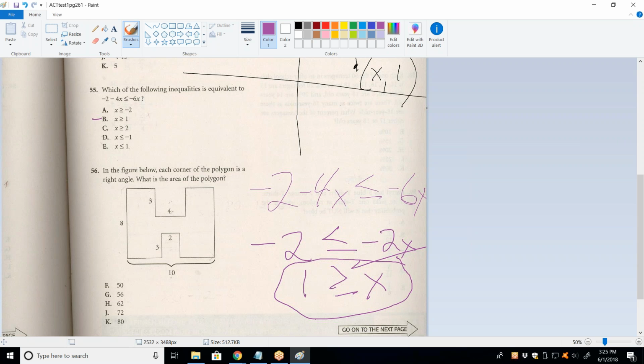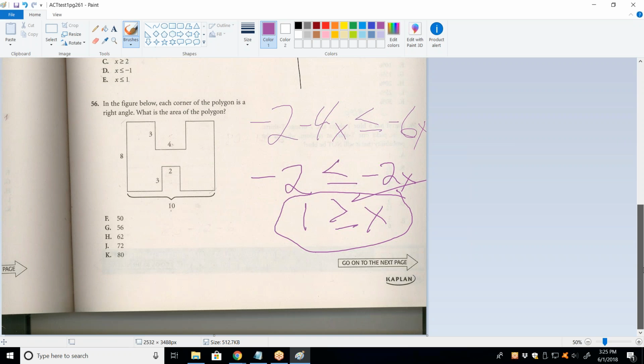In other words, if you want to switch sides, you just switch the inequality sign also. So whenever you end up with x on the right, it can be a little confusing for everybody. But just put it back on the left.